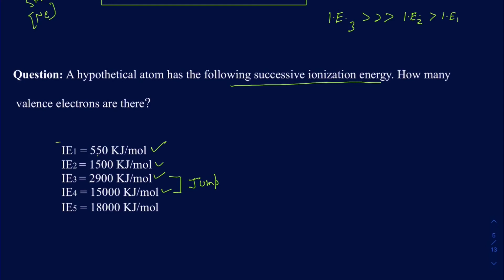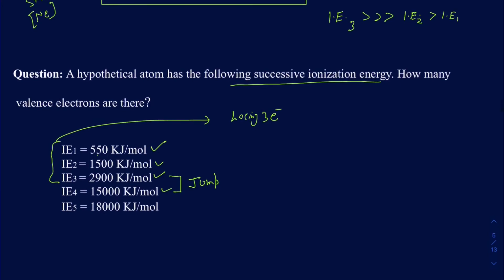What that really means is that after losing 3 electrons, it does not want to lose any more after 3. So that means that's going to be your valence electrons. It has 3 valence electrons, and once it has lost those 3 electrons, it does not want to lose the 4th electron because it has gotten into a stable electronic configuration. So that's how you're going to be predicting the number of valence electrons in that particular example.